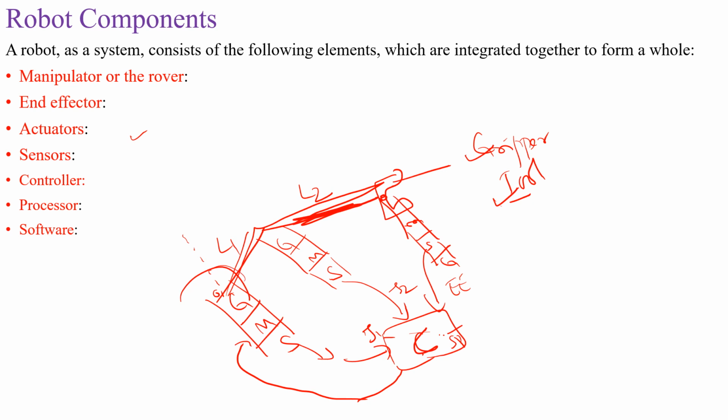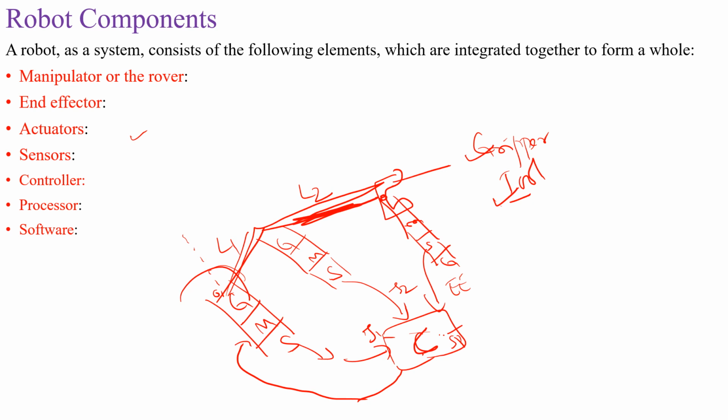And we need a gear because the speed is too high. We have to reduce the speed as well as increase the torque so that you can rotate the link. To reduce the speed and increase the torque, we need a gear arrangement. That's why we have gears in all the joints.